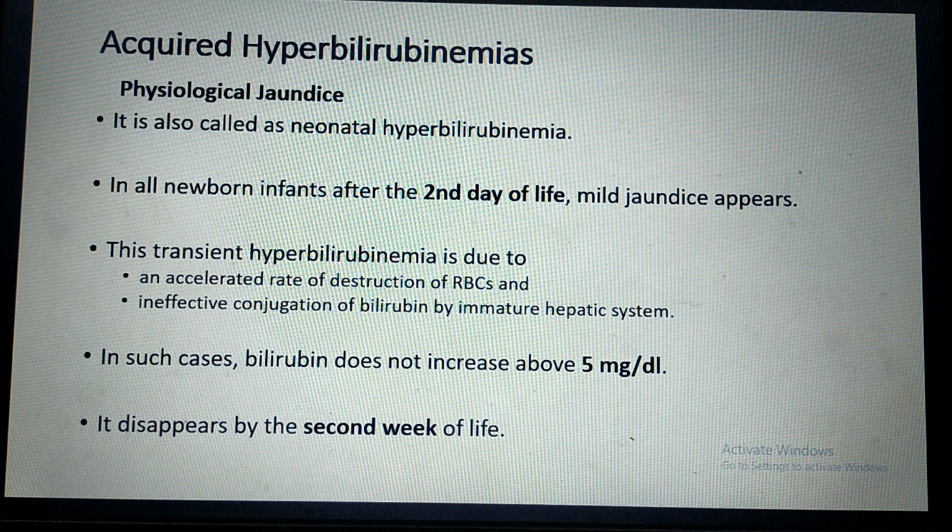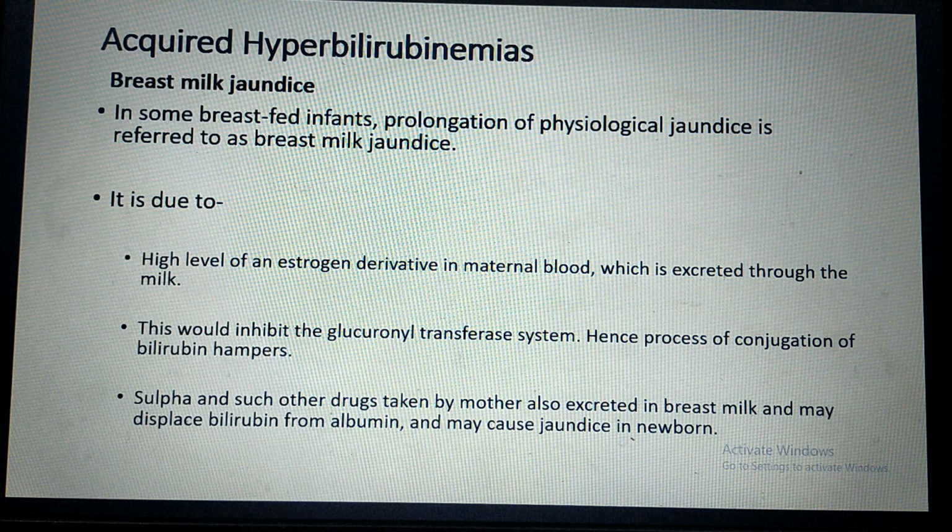All of us know when the RBCs are destroyed, heme is released and bilirubin level is high. At the same time, the liver of that infant or baby is immature to handle the excess load of unconjugated bilirubin. Because of these 2 reasons, there is physiological jaundice. In such cases, bilirubin does not increase above 5 mg per deciliter and this physiological jaundice disappears by the second week of life.